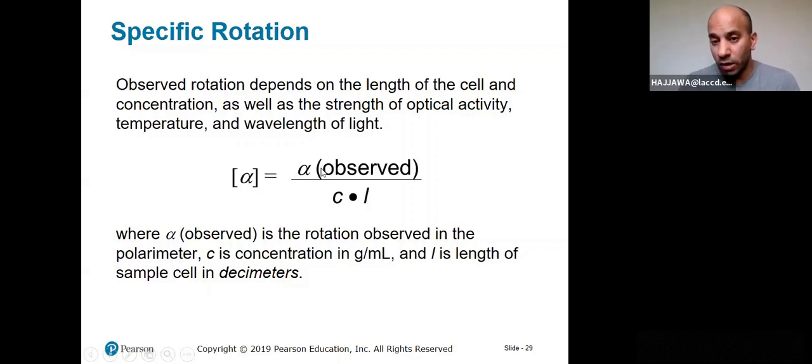So you have the observed rotation by the machine, and you have the concentration of the sample, which you should already know before you injected the sample, and the length of the cell that you placed the sample in before placing it inside the polarimeter. These are the three criteria that we need: the observed rotation, the concentration of the sample in gram per ml, and the length of the sample cell in decimeter to calculate specific rotation.